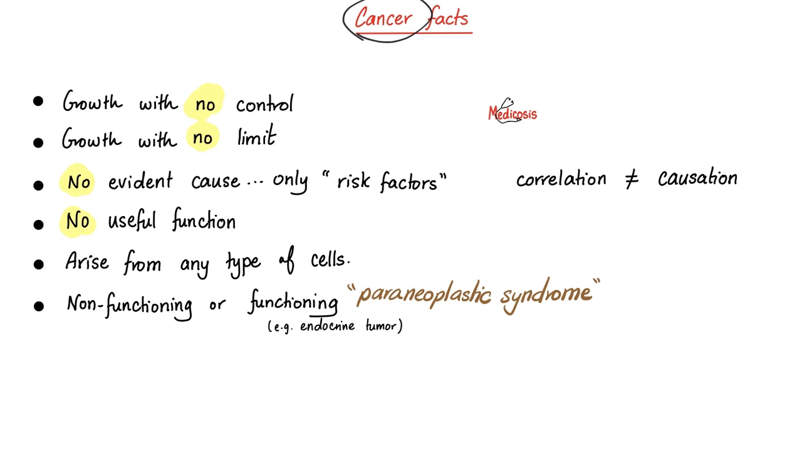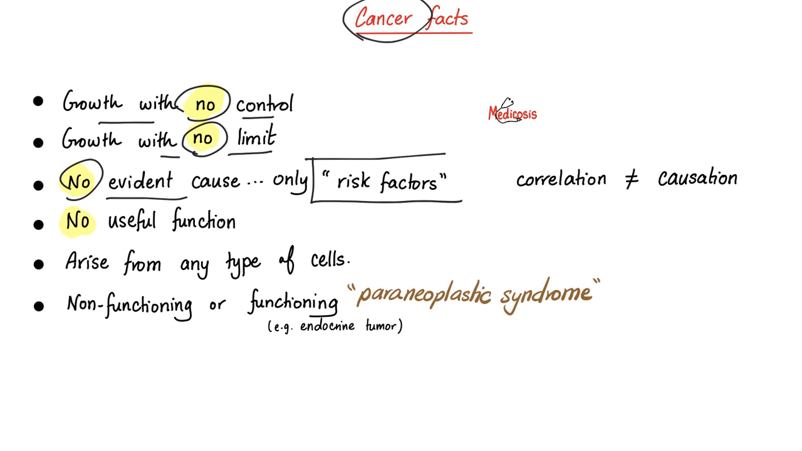More cancer facts. It's a growth with no control, growth with no limit. There is no evident cause. That's why we talk about risk factors of cancer and not causes of cancer. So anyone who says red meat causes colon cancer, no, red meat is a risk factor for colon cancer. What is the difference? Correlation is not the same as causation.